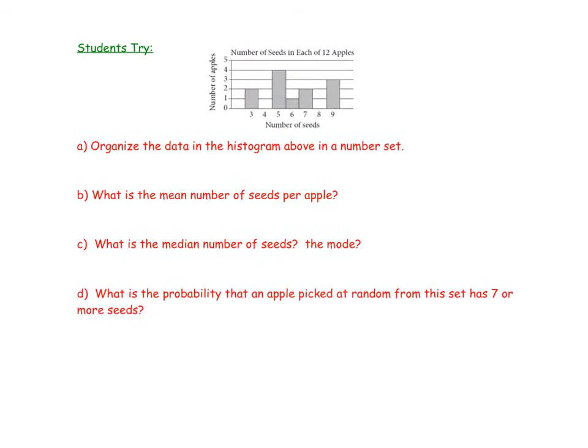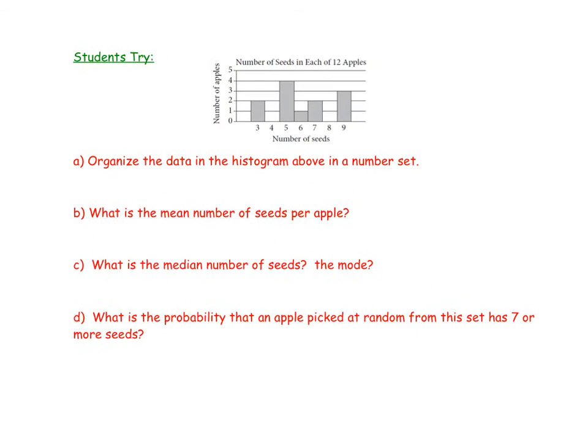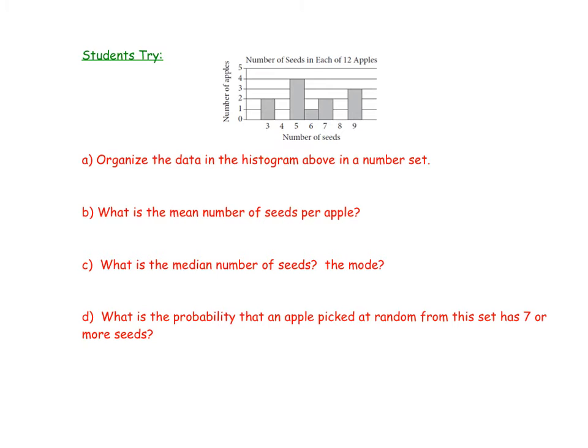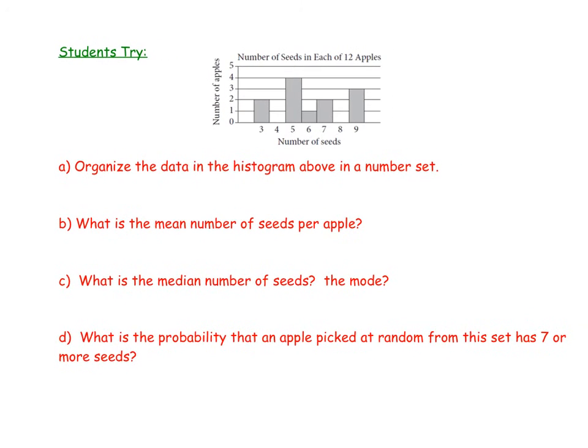All right, so here's one that I want you to try. You've got a histogram of the number of seeds in each of 12 apples. Basically, organize the histogram above in a number set. What I mean by that is you want to make a table.